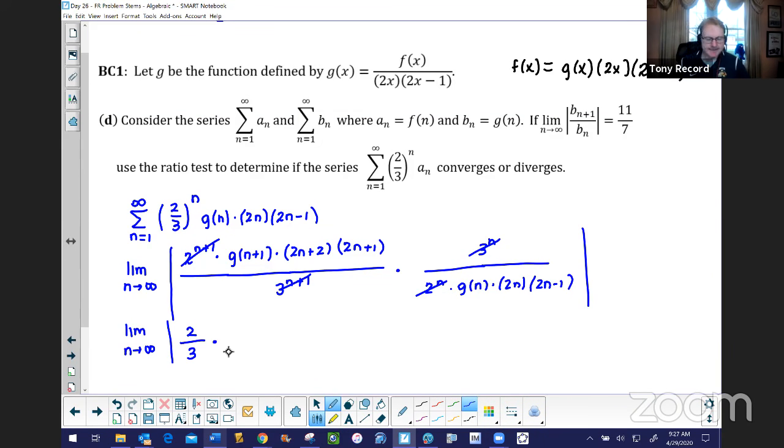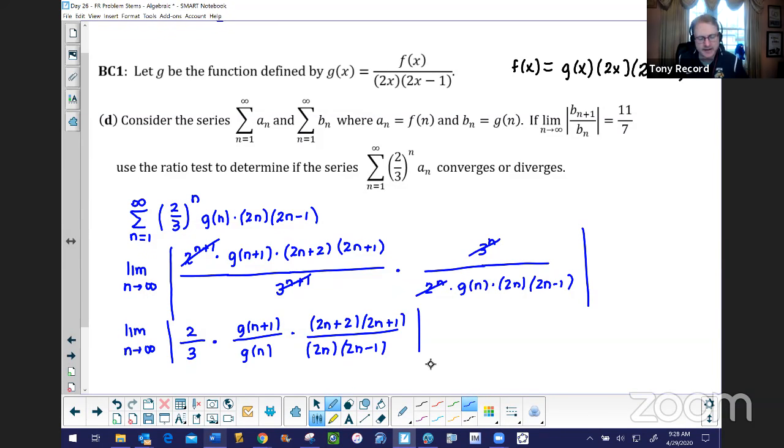And then let's take a look at the g function values, which unfortunately I can't really do much of anything with. I have g of n plus 1 and g of n on the top and the bottom respectively. Can't do much there. And furthermore, there's not a whole lot that I can do with these expressions of n: (2n plus 2) times (2n plus 1) all over (2n) times (2n minus 1). Well, that seems to put us in a bit of a predicament, but all is not lost, because there are some things that are about to happen.